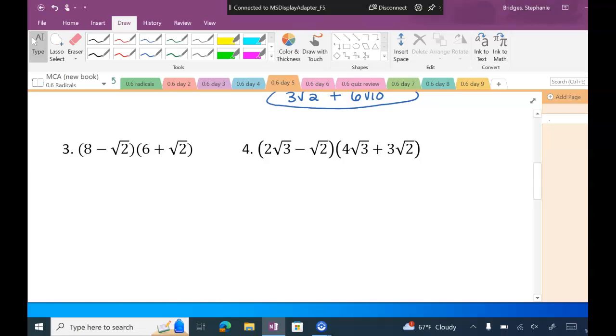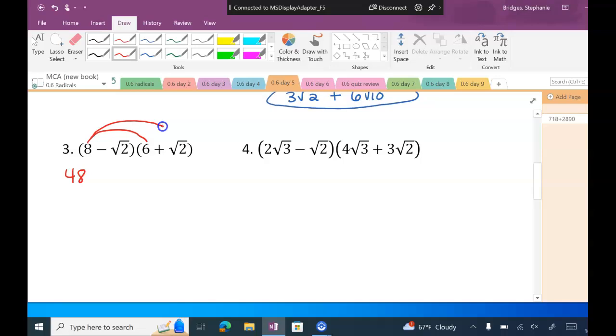I have a binomial times a binomial, so I'm going to do the FOILing process. Each term in the first parenthesis gets multiplied by each term in the second parenthesis. So let's start with 8. When I multiply 8 times 6, do I actually multiply those? Yes, they're both outside of the radical, so we will multiply. And that gives us 48.